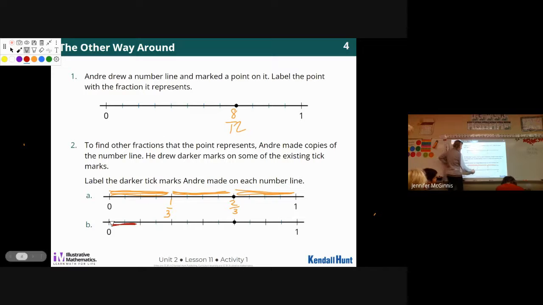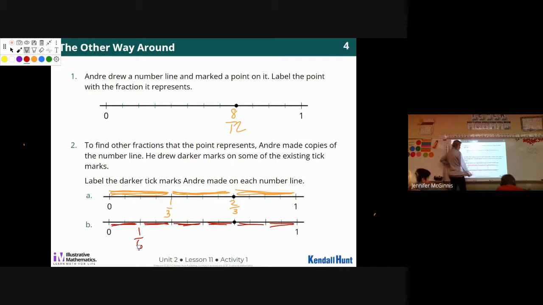So here we have 1 space, 2 spaces, 3 spaces, 4, 5, 6. So what's this tick going to be? 1 what? 1/2? Not 1/2. Cole? 1/6. 1, 2, 3, 4, 5, 6. Denominator is the total amount of equal parts. We have 6 equal parts here now.